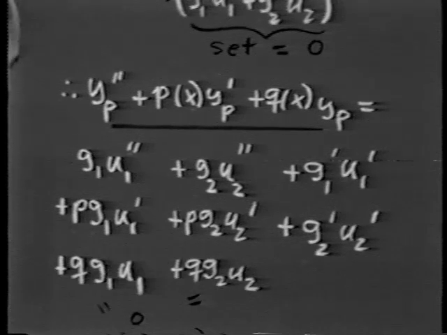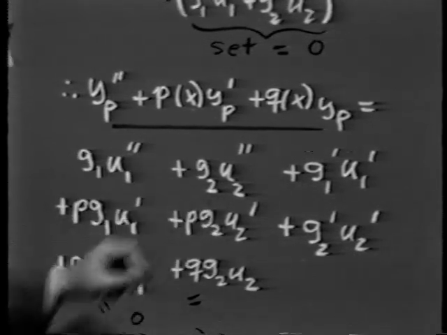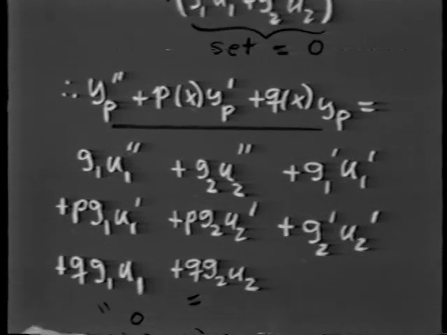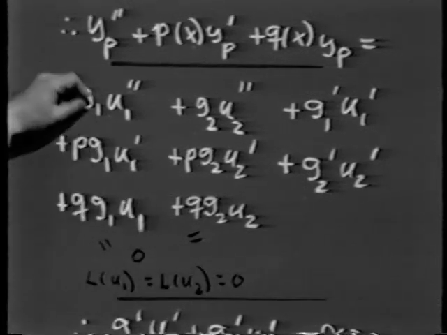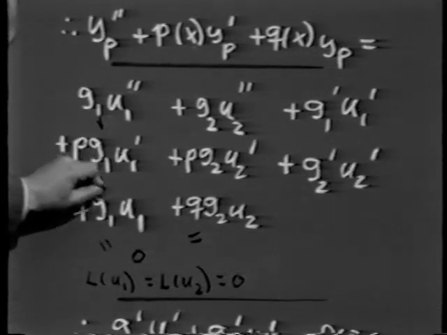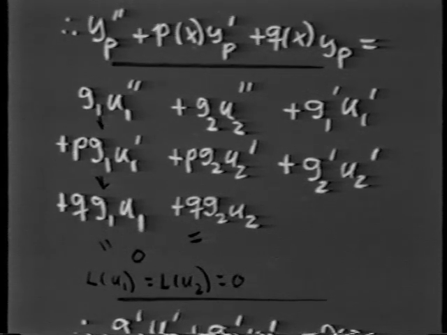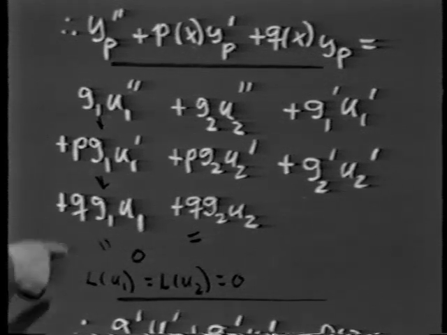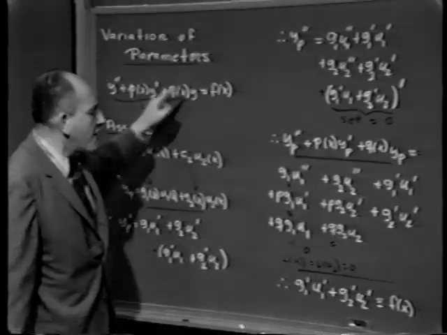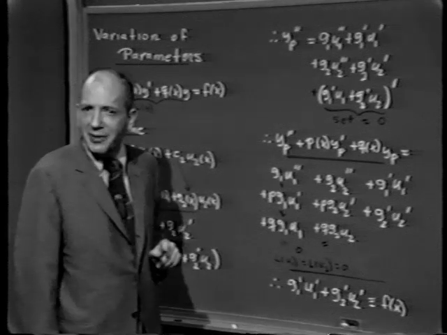There's my 8 terms. But the beauty is that because U1 and U2 were solutions of the homogeneous equation, in other words, since L of U1 and L of U2 are 0, look at what these 3 terms add up to. I can factor out a G1, and what's left? U1 double prime plus P U1 prime plus Q U1, and by definition of U1, that satisfies L of U1 equals 0. These 3 terms add up to 0.